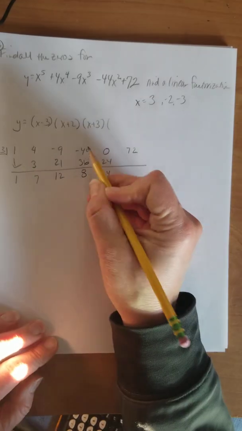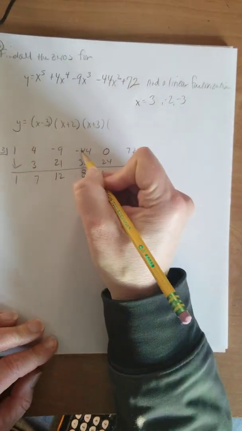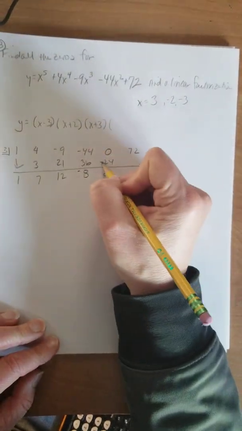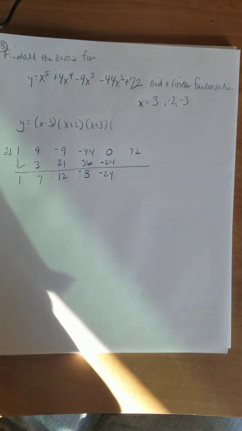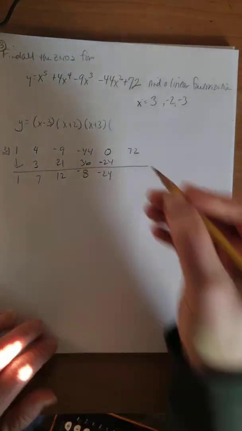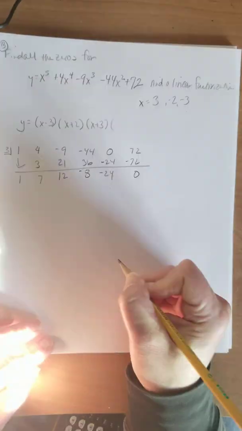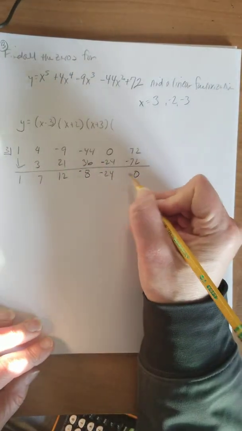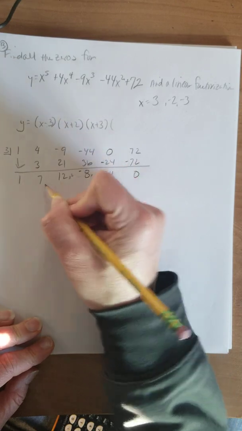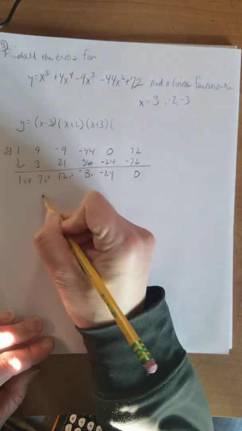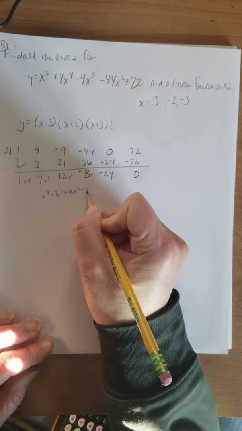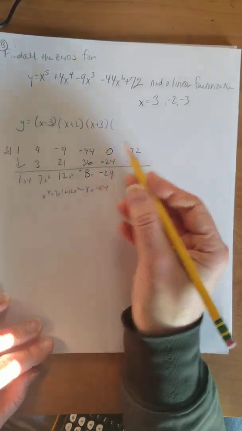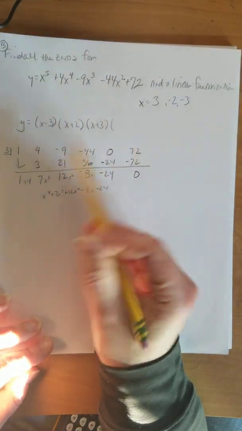Oh, my bad. I knew I was going to get something too big here. This should be -8. This should be -24. 3 times -24 is -72. Then you drop down at 0. All right, so if you wanted to, it'd be remainder, constant, x squared, x cubed, x to the 4th. So this would be x to the 4th plus 7x cubed plus 12x squared minus 8x minus 24. That's super unnecessary, because now we're going to take the next one and factor it out.